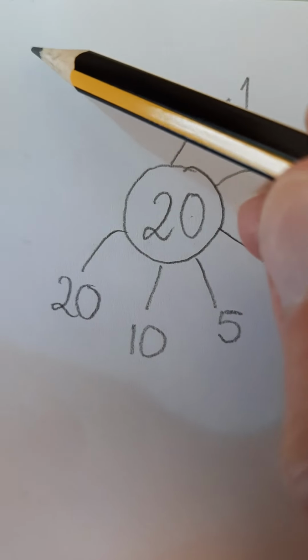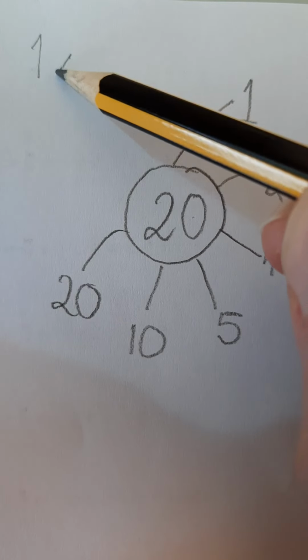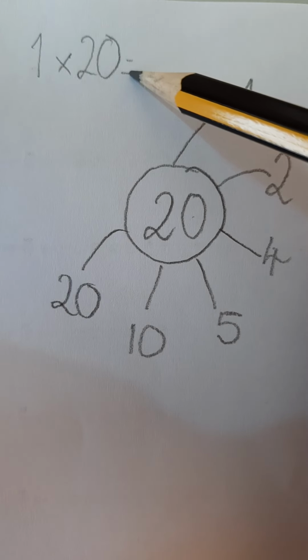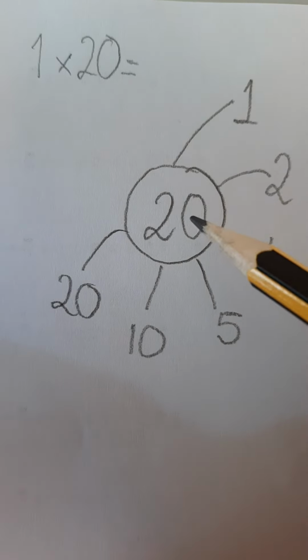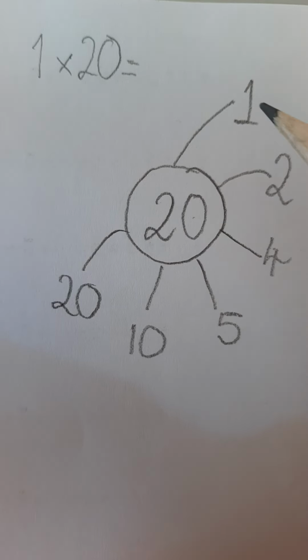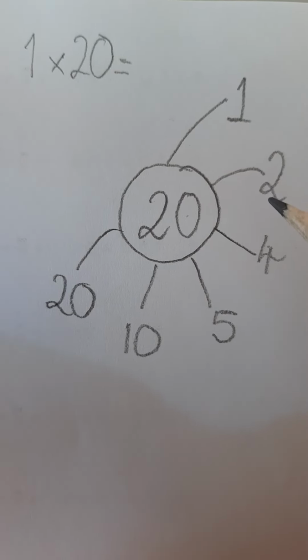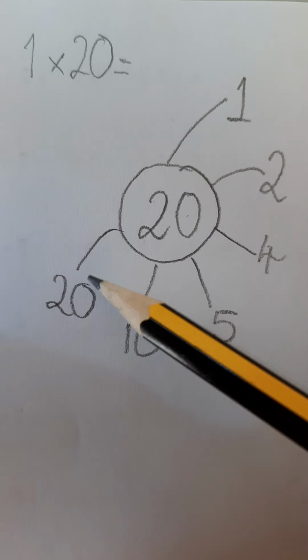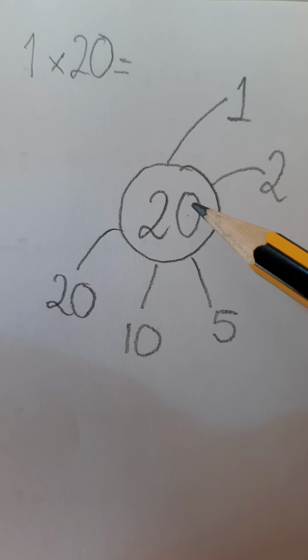Okay, so here we have got 1 times by 20. That's going to give me an answer of 20. Okay, let's have a look at another one. Would 1 times by 2 be a factor pair? Well, no, it wouldn't. Even though they're both factors of 20, the answer does not equal 20. How about 1 and 4? Nope. 1 and 5? No, that would make 5. 1 and 10? No, that would make 10. So only those 2 as a combination would make the answer of 20.